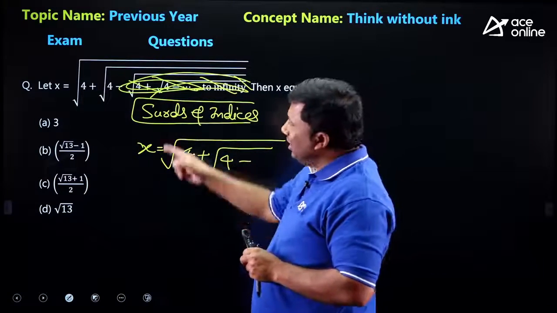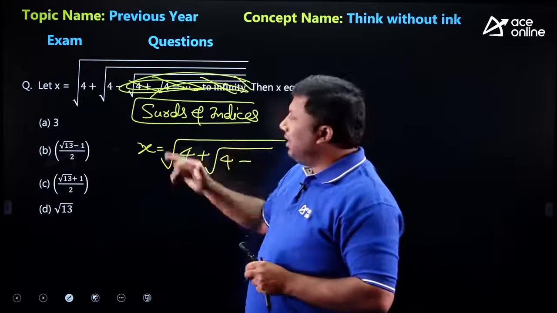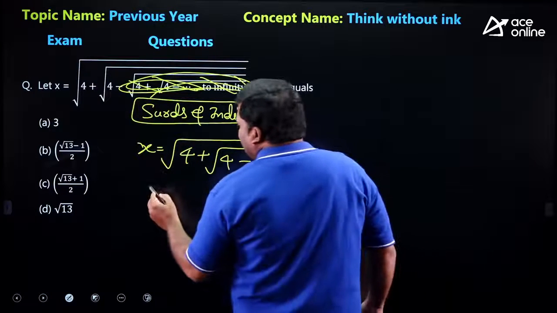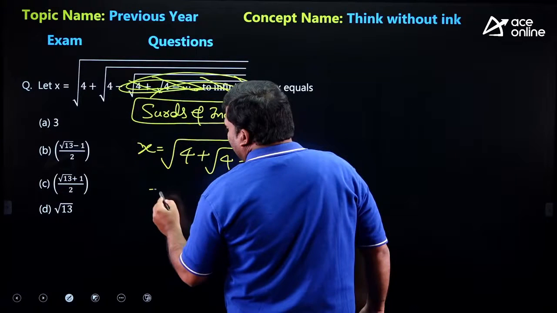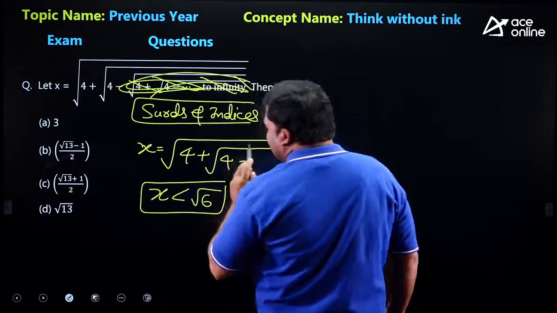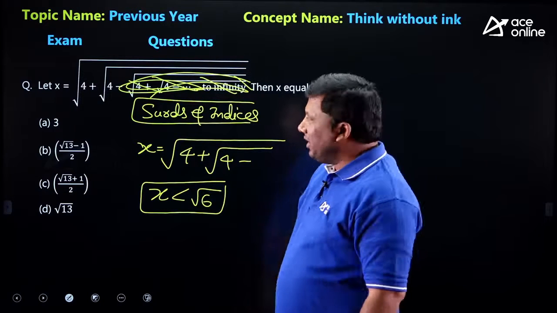Are you all with me? Root 4 will be 2. Root of 4 minus something will be less than 2. Less than 2 plus 4 means less than root 6. That means x will be less than root 6. I hope it is clear.